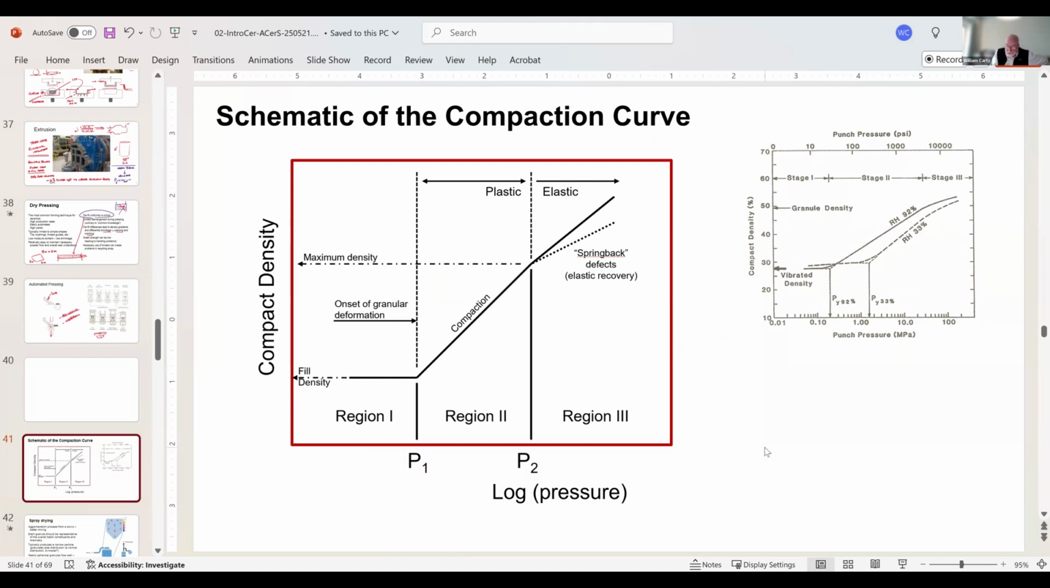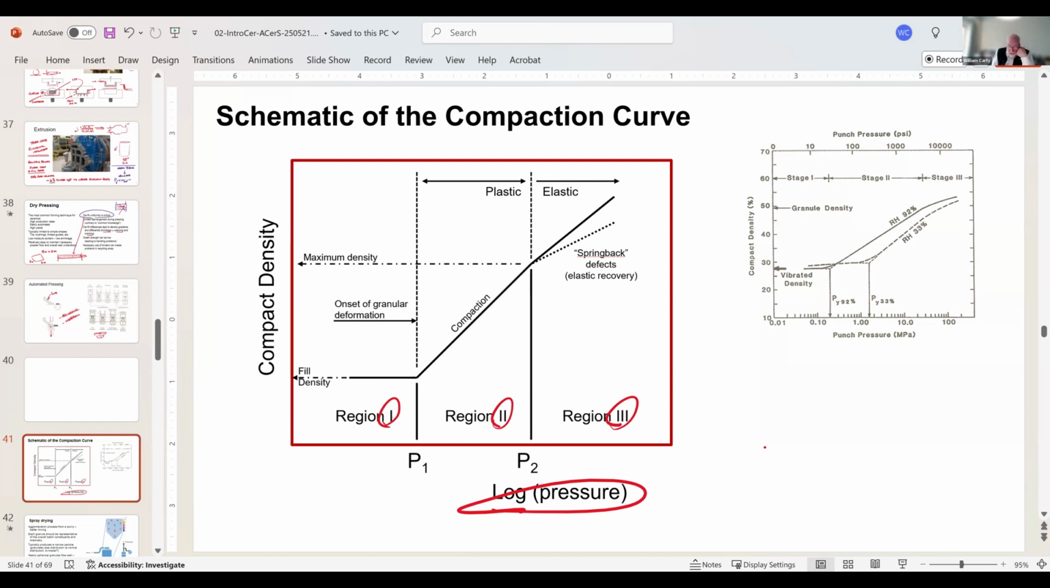This is the cartoon version. You have a log pressure, important, okay? Region 1, Region 2, Region 3. P1 is called the onset of granular deformation. You put your powder in, okay? And then the powder has a certain yield strength. That's your P1. So you compact the system.